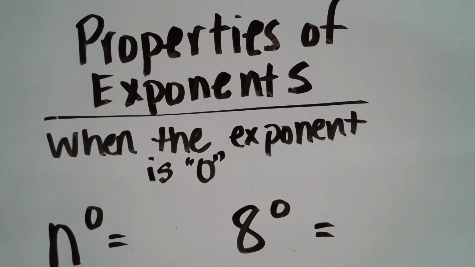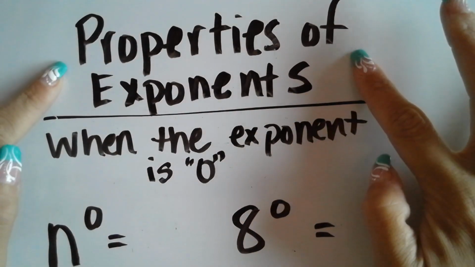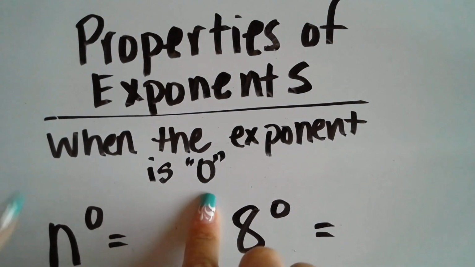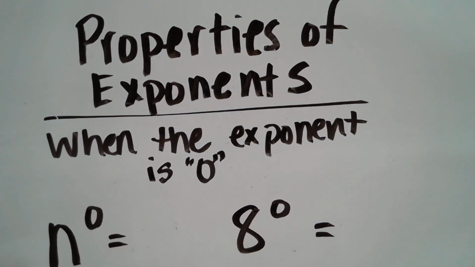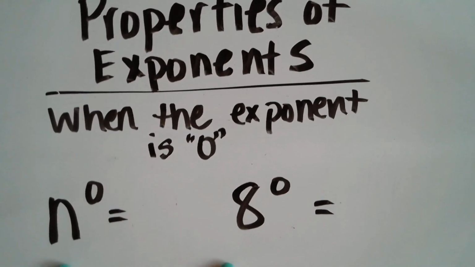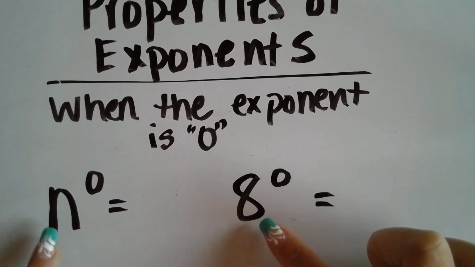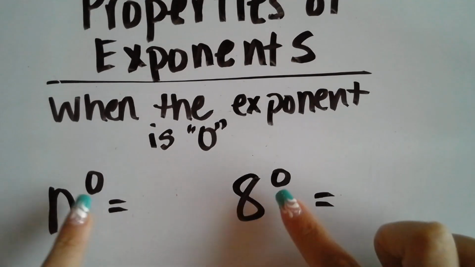Everyone, welcome back. Thanks for joining me again in discussing properties of exponents. Specifically, we're going to be talking about when the exponent is 0. So we might be wondering what that looks like, and here are two examples right here. N to the 0 power and 8 to the 0 power. So we can see that we've got a variable and a number to the 0 power.